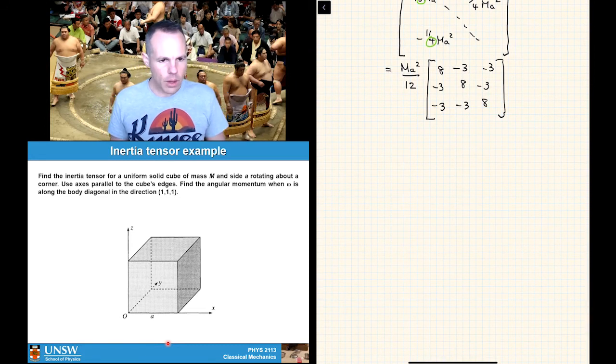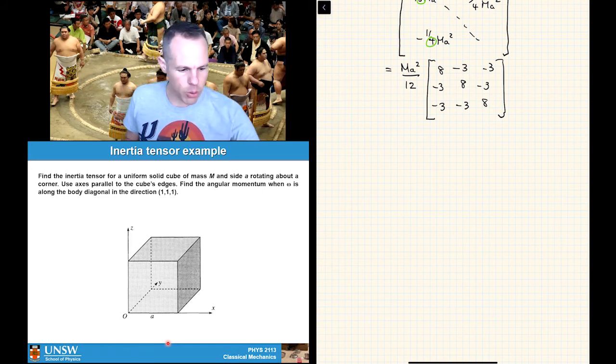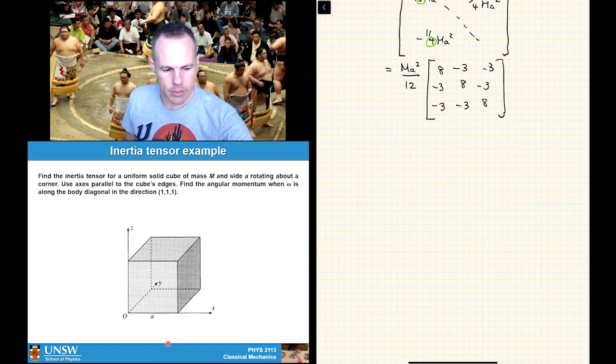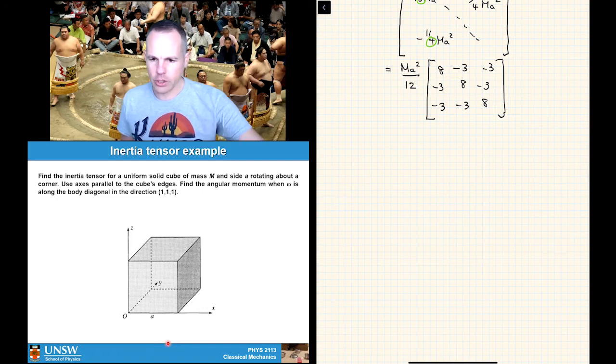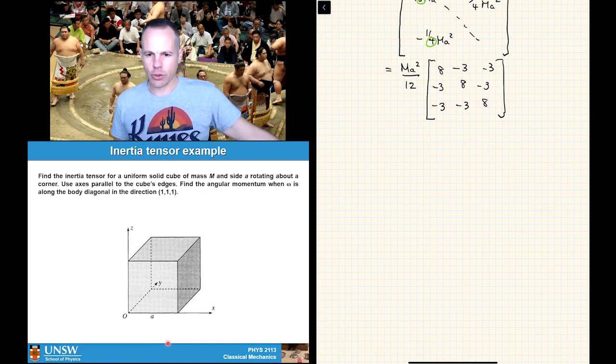Okay. One last step in the question is to find the angular momentum when omega is along a particular direction. One really important thing to do, particularly in exams, is once you think you've finished the question, go back and read the question and make sure that you've finished the question.